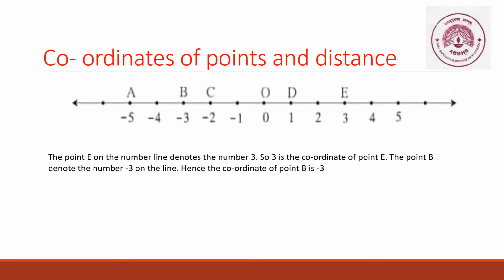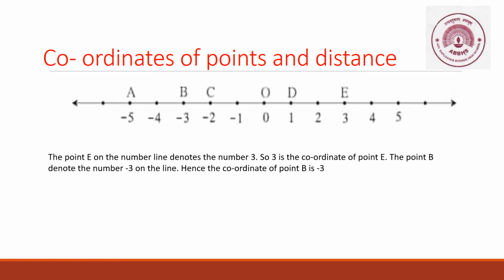So, the point E on the number line denotes the number 3. So, we can say 3 is the coordinate of point E. The point B denotes the number -3 on the number line. Hence, the coordinate of point B is -3. The point E is 2 units away from point D. So, you can count the units. It means the distance between points D and E is 2.